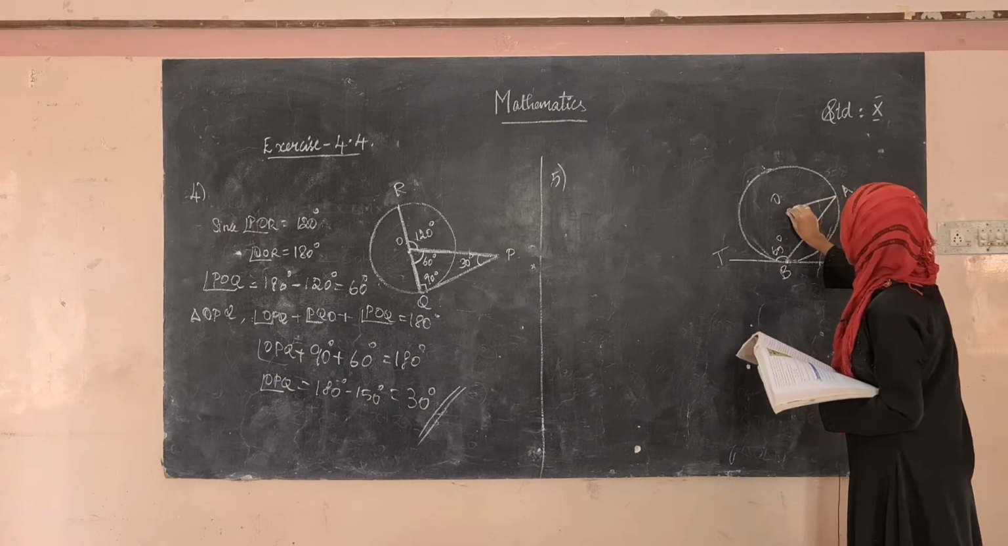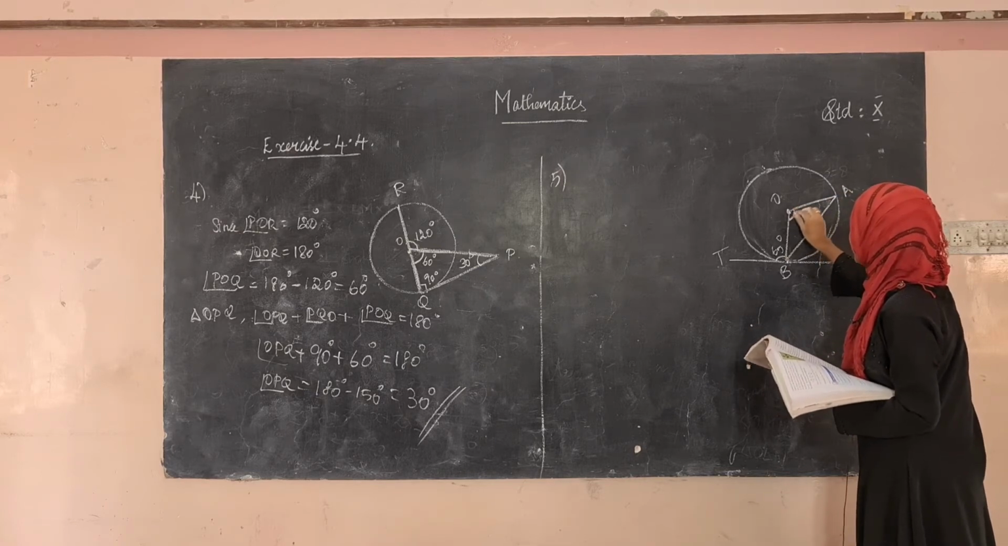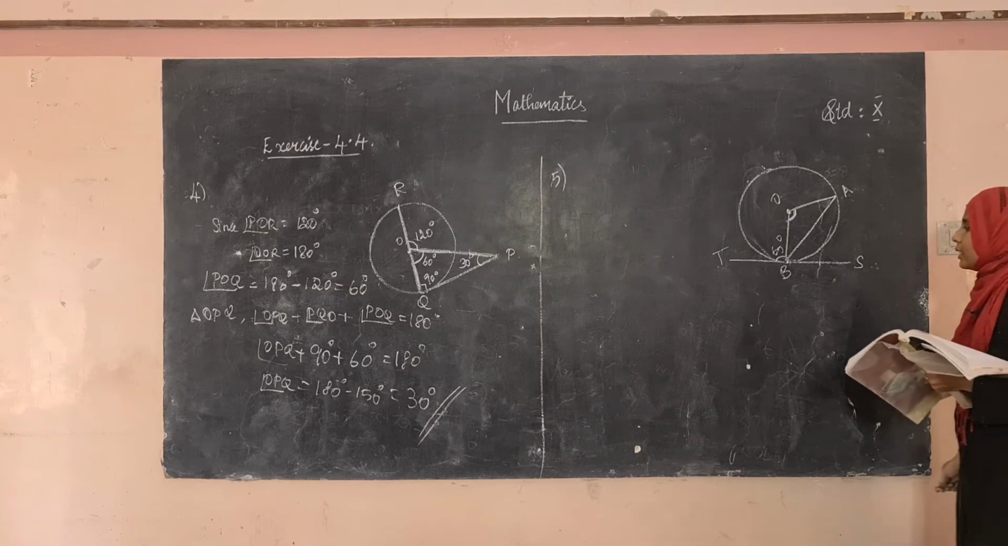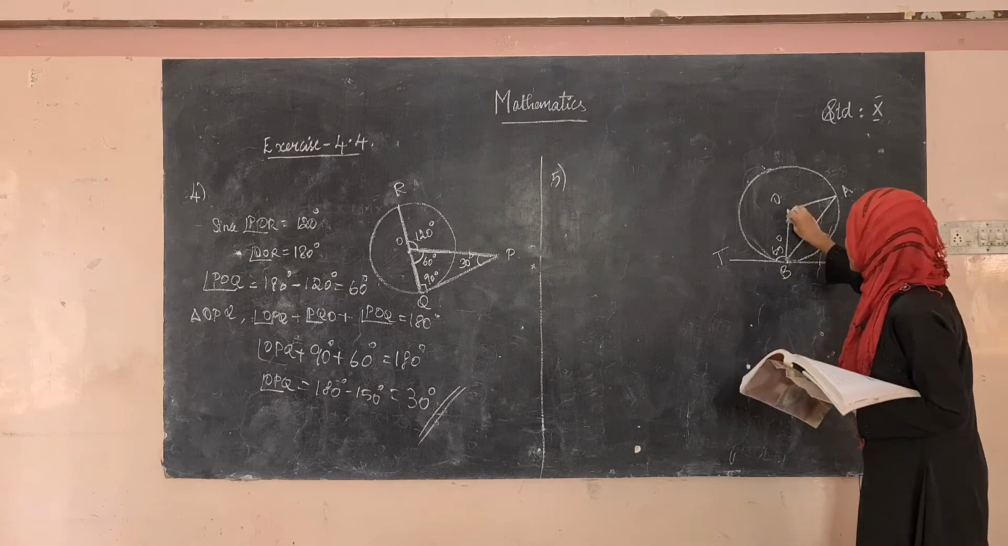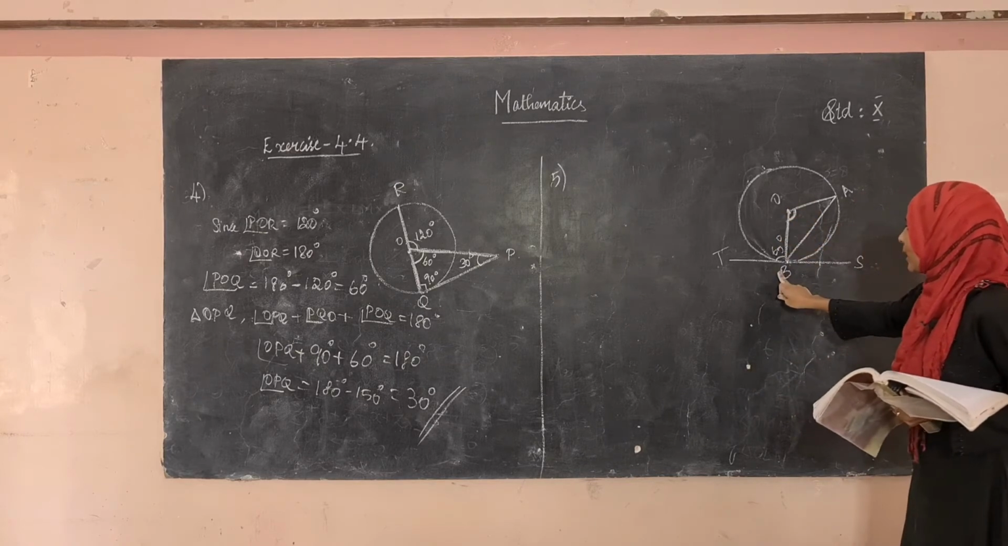You have to find the value of this. See here, this is the radius, right? See here, the line OB is the radius.